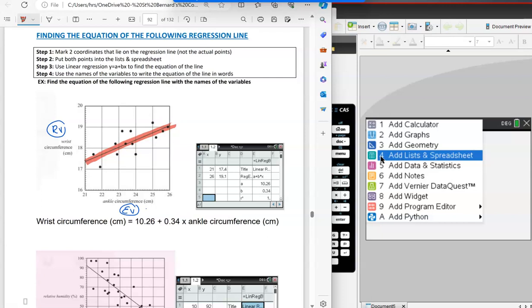So you don't have the table of values, so you can't enter all that in. So the steps are up there, and we'll go through them. It says step 1, mark 2 coordinates that lie on the regression line. So not dots, 2 points that are on that red line. So say, for example, I chose 21.